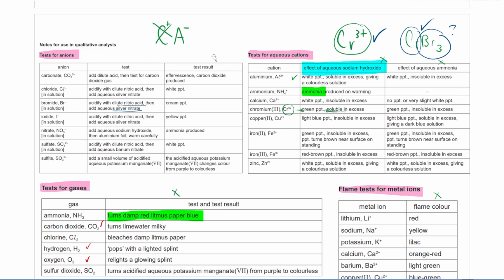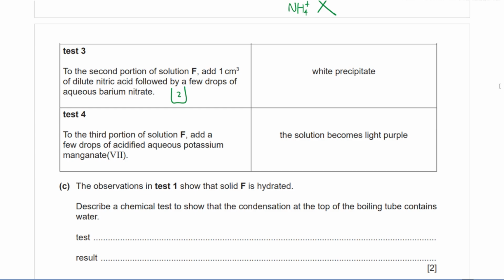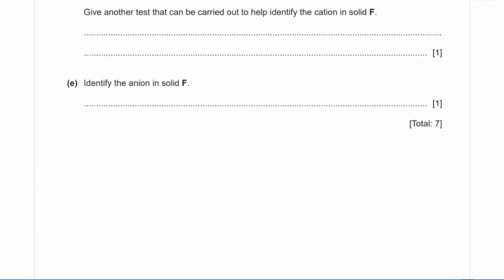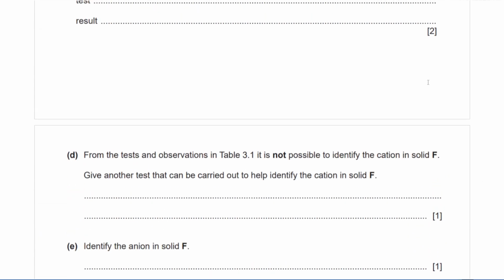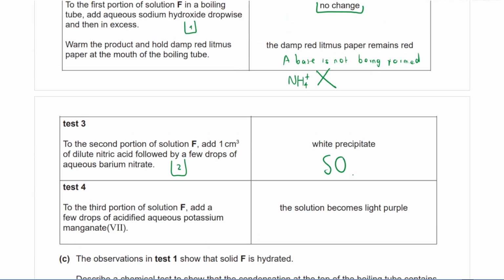And what we try to do here is add nitric acid and barium nitrate. And here a white precipitate is formed. So we come here, and look at this. What happened when we add nitric acid and barium nitrate? A white precipitate is formed. So it means that this test is positive for sulfate. So what conclusion can we have from this test? That we have the sulfate ion. So our anion is sulfate. But what about the cation? We still don't have any information about the cation.